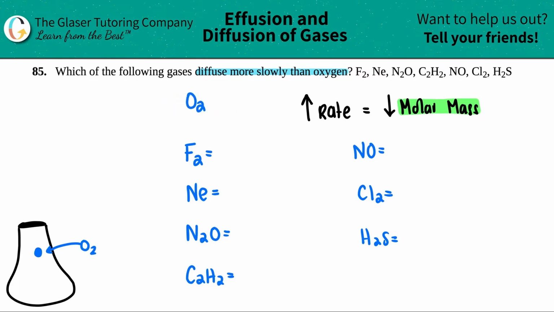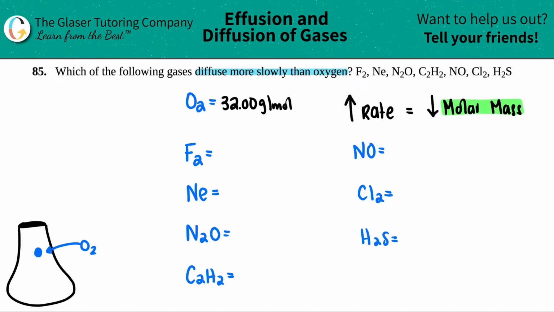We want to compare oxygen. So we got to have a starting point. We got to know what oxygen's molar mass is. So oxygen's molar mass, if we look on the periodic table, would be 32, right? 32 grams per mole. Okay. So now, if we want to diffuse more slowly, that means that my rate should be decreased. So what does that mean in terms of the molar mass? I'm looking for a higher molar mass, and that's what the specific question is here. So if we want to go more slowly than oxygen, we need to have a higher molar mass. So let's go for it.